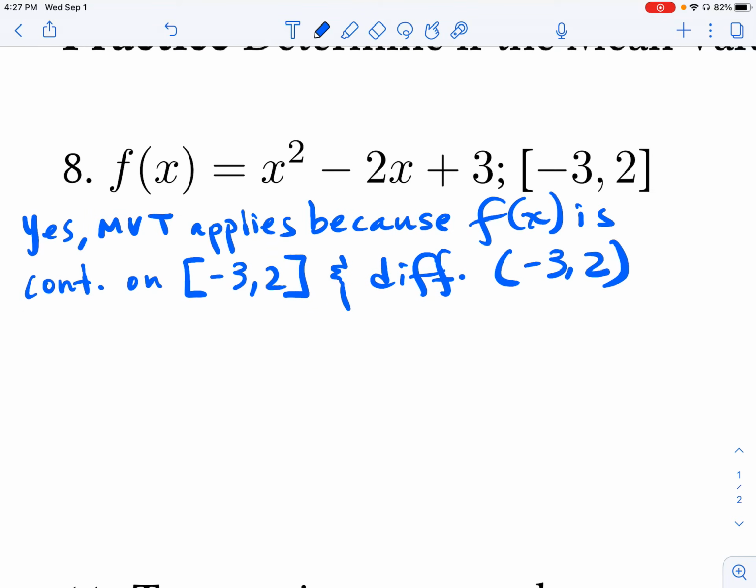Okay? We see that it's a polynomial function, therefore it's always continuous, and therefore its derivative is also going to be continuous. Its derivative would exist, therefore it's differentiable on this interval. So now that we know that the mean value theorem applies, we want to find the x value that's in this interval, which we'll call c. We want to find the c value in this interval such that the instantaneous rate of change is equal to the average rate of change.